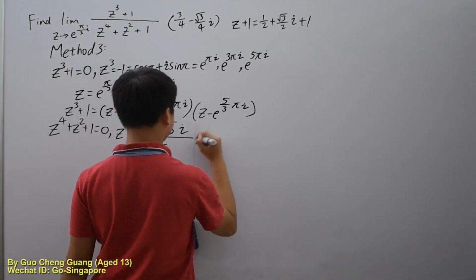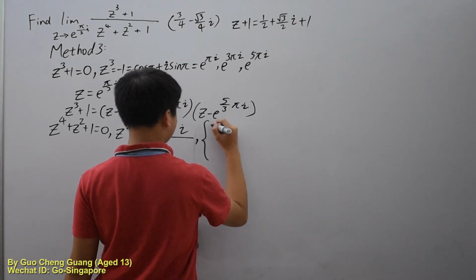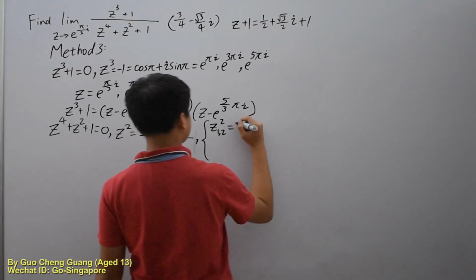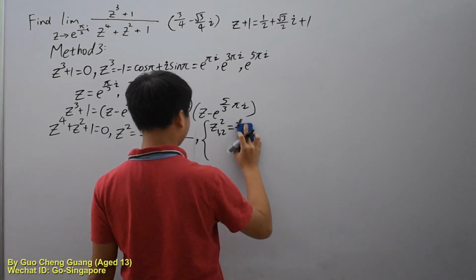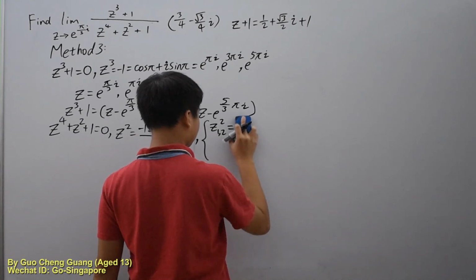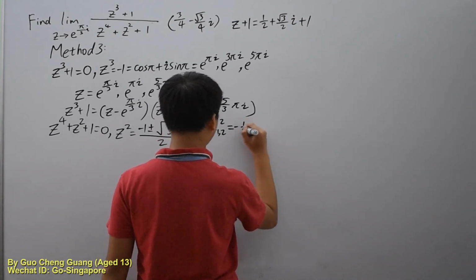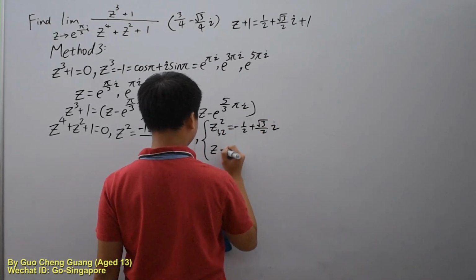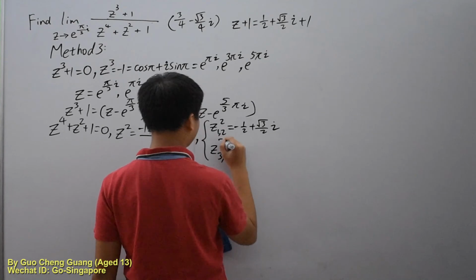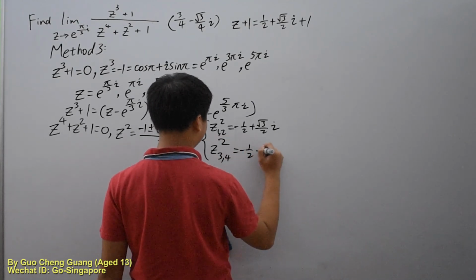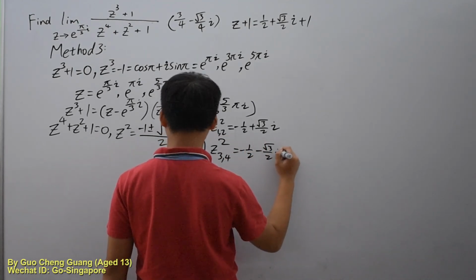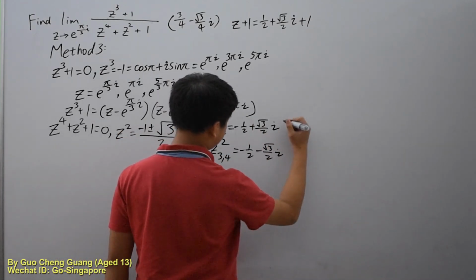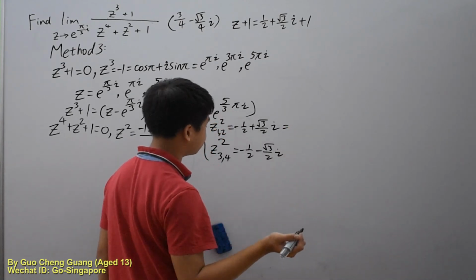So let's just take a look. Let's say z1, 2 squared is negative half plus root 3 over 2 i. And let's say we have z3, 4 squared, and this is negative half minus root 3 over 2 i. This seems extremely familiar. Did you realize that? Well, of course, it comes from all this formula.